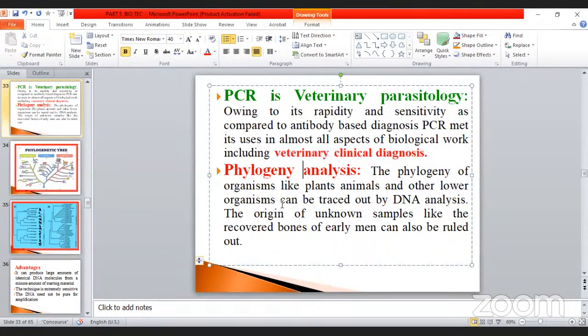The next one is very, very important, my dear students. You just note it down when you are going to study in higher classes also. What is phylogeny analysis? For example, you are studying so many microorganisms: bacteria, viruses, plasmodium. Each one has a specific structure, properties and also functions, isn't it? But at the same time, what happened?